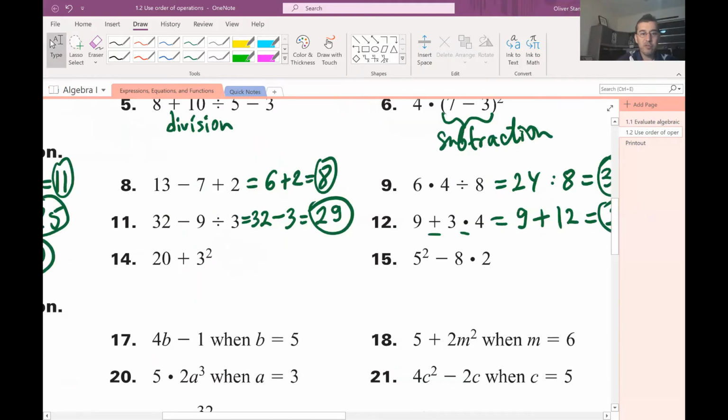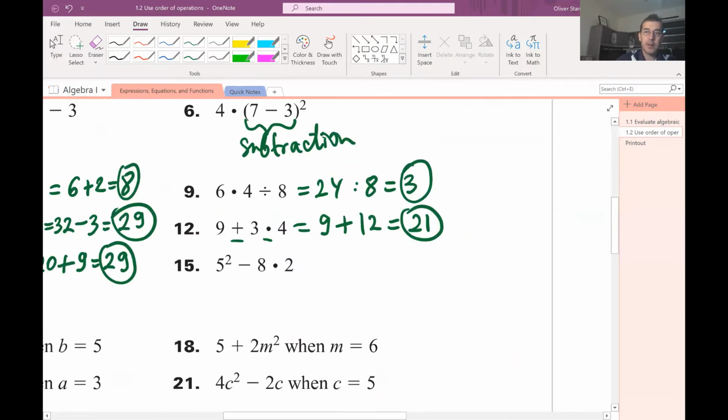14, 20 plus 3 squared. So powers will be done first. So this operation will be done first. So 20 plus 3 squared is the same as 3 times 3. What is 3 times 3? 9. So this would be 29.